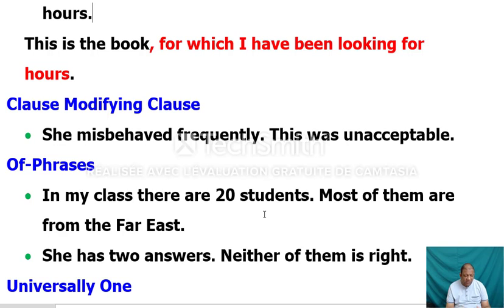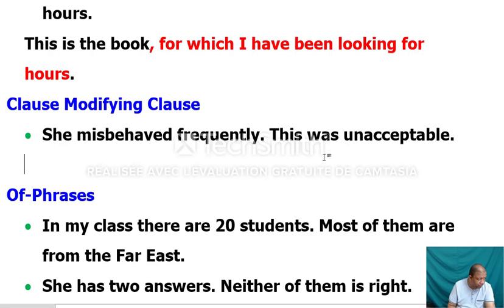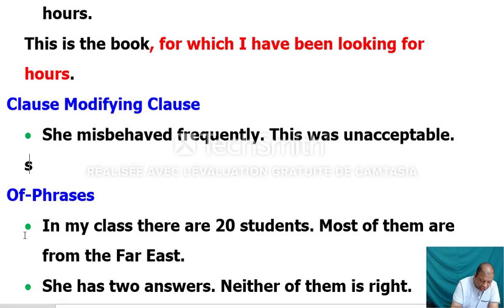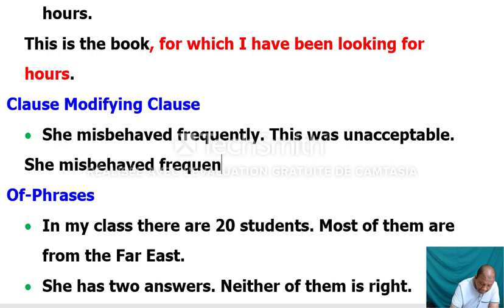Clause modifying clause. So here we have, she misbehaved frequently, which is a clause. And the second one is this. So this refers to she misbehaved frequently, refers to the fact that she misbehaved frequently. It does not refer to just one word, but to a clause. And therefore, we call it clause modifying clause. It becomes, she misbehaved frequently, comma, which was unacceptable.